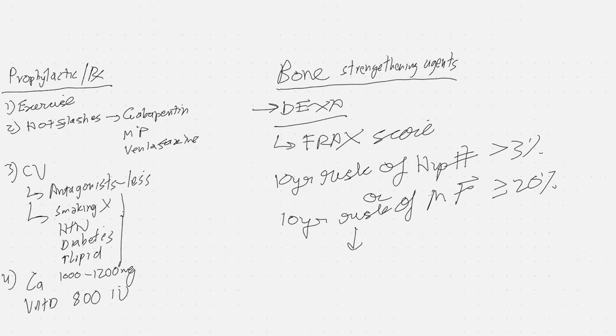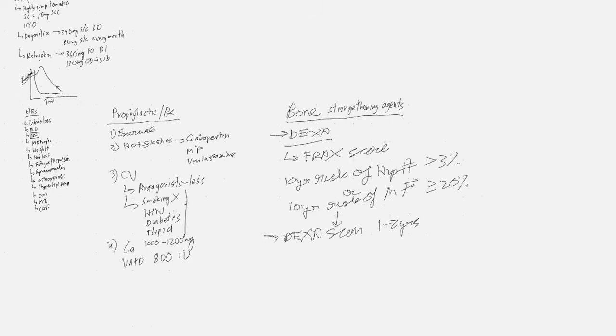And this DEXA scan should be repeated every 1 to 2 years. And the FRAX score should be reevaluated, especially if the patient is on continuous ADT support. Okay. So that's how you decide whether to give bone strengthening agents along with ADT.